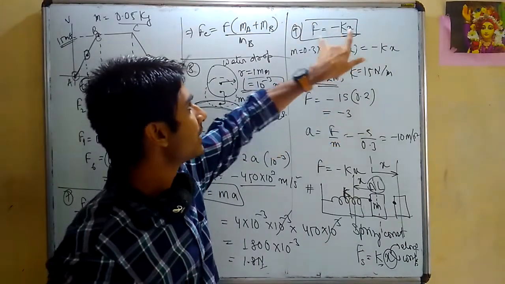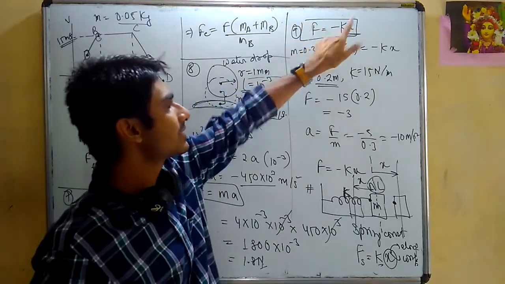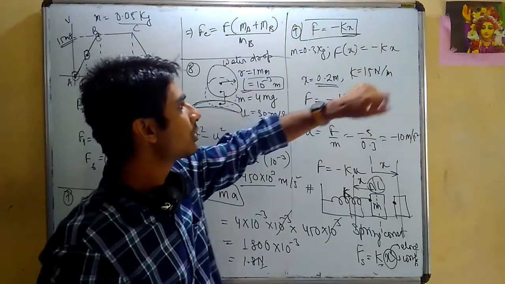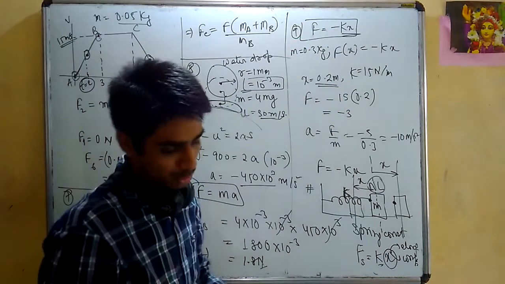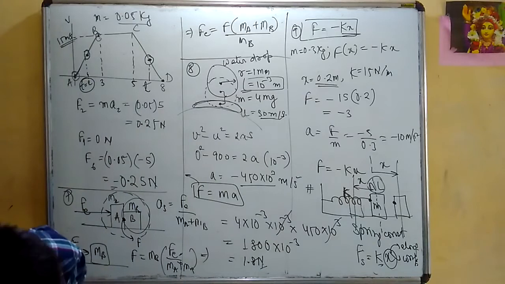SI unit of K. This is Newton and this is meter. If you send meter downward, it will be Newton per meter. That is the SI unit of K. That was given to you in the question, and X will be provided to you in the question. And then certainly if these things are given, you can find out the spring force as well.